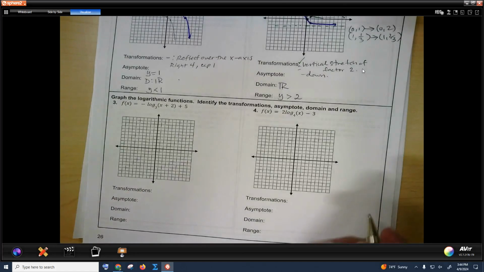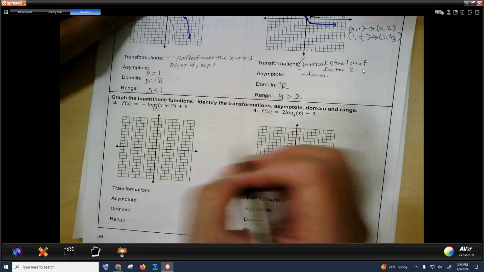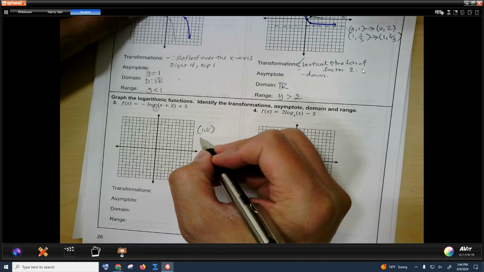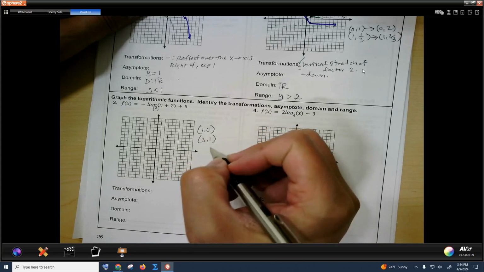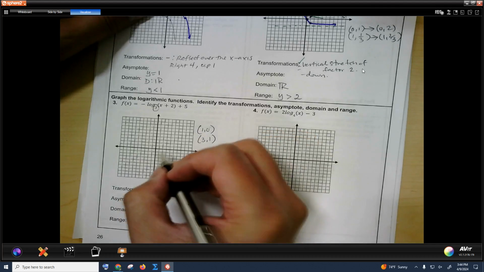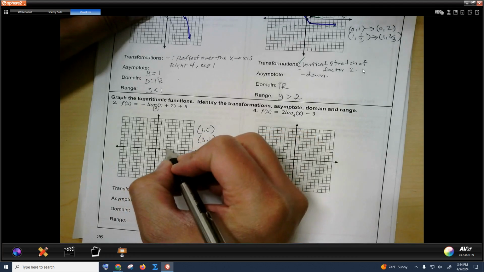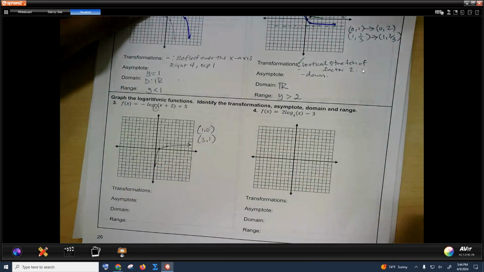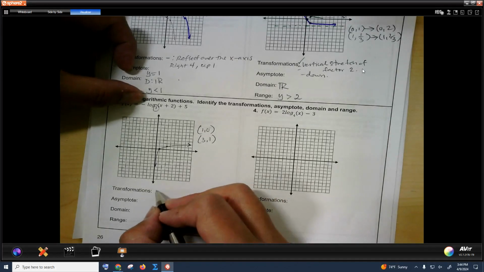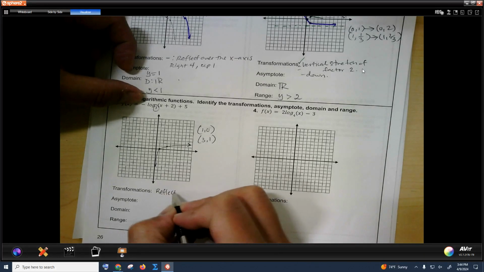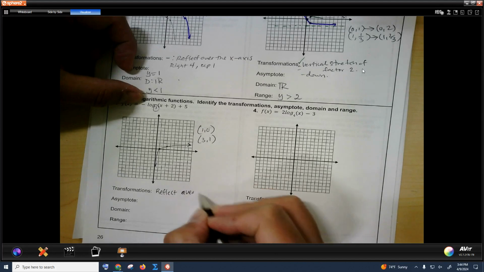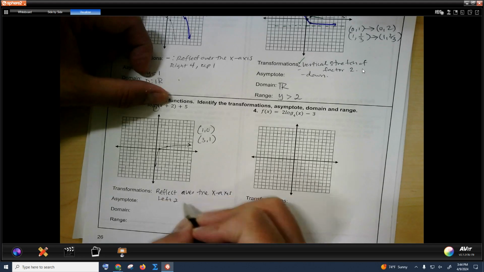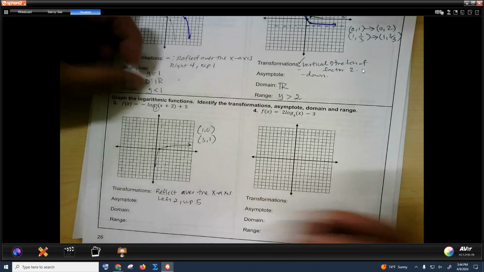Okay, let's do some log graphs here. So first thing with log is focus on that base. It should tell you two parent coordinates, (1, 0) and (3, 1). It kind of flips your exponential idea. So (1, 0), (3, 1). And the log shapes like this. Okay, then as far as transformation goes, this one's going to reflect over the x-axis. And then it's going to go left 2, up 5.